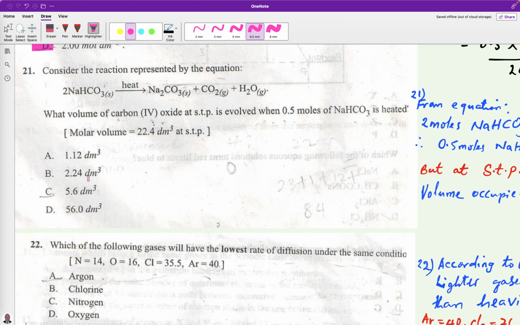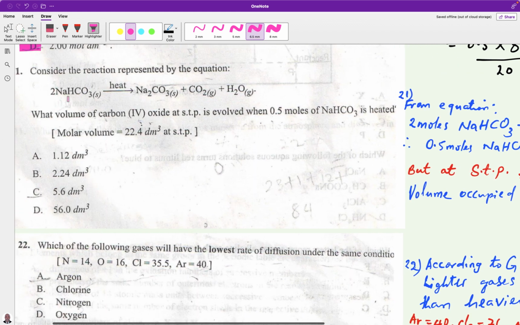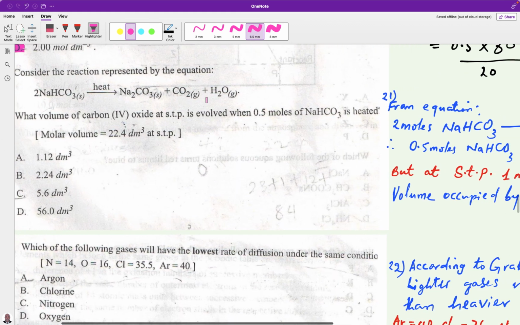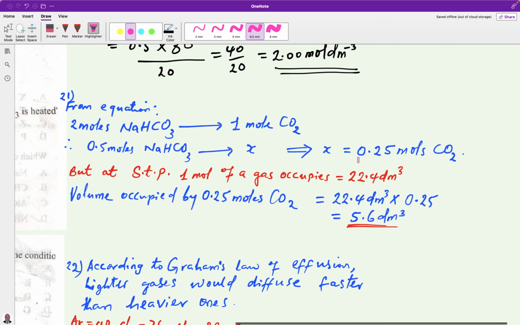Remember, the molar volume for 1 mole of a gas at standard temperature and pressure is 22.4 dm³. From our equation, you see that 2 moles of this will give 1 mole of carbon dioxide. Okay, from the equation, 2 moles of sodium hydrogen carbonate will give 1 mole of carbon dioxide. Therefore, 0.5 moles of sodium hydrogen carbonate, which is what has been given, will give how many moles of carbon dioxide? Our value of X will be 0.25 moles of carbon dioxide.